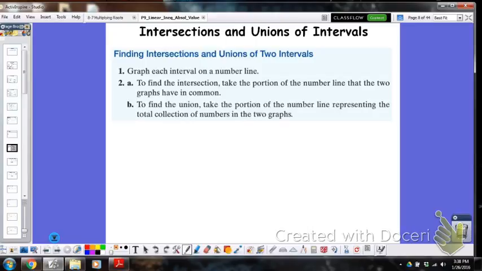Now we're going to graph intersections and unions of intervals. To find intersections and unions of two intervals, first you need to graph each interval on a number line. If we're talking about intersections, that's going to be using this symbol, which is an and symbol. That'll tell us we're looking for an intersection. To find an intersection, take the portion of the number line that the two graphs have in common. You're going to see exactly what that means in the next slide. And to find the union, that'll be with a U or an OR, take the portion of the number line representing the total collection of numbers in the two graphs. So let's get a solid look at some examples of what those are.